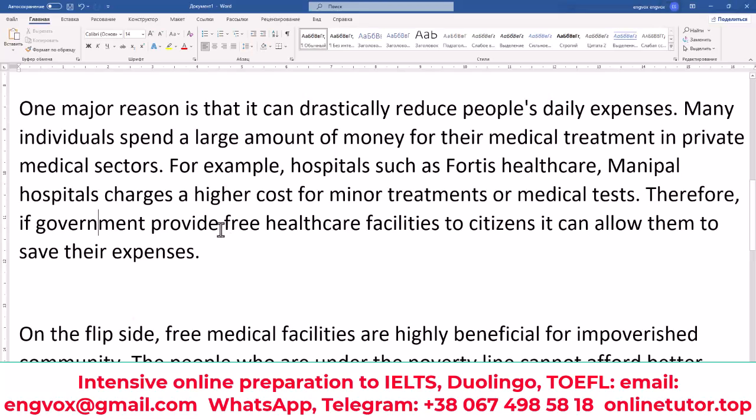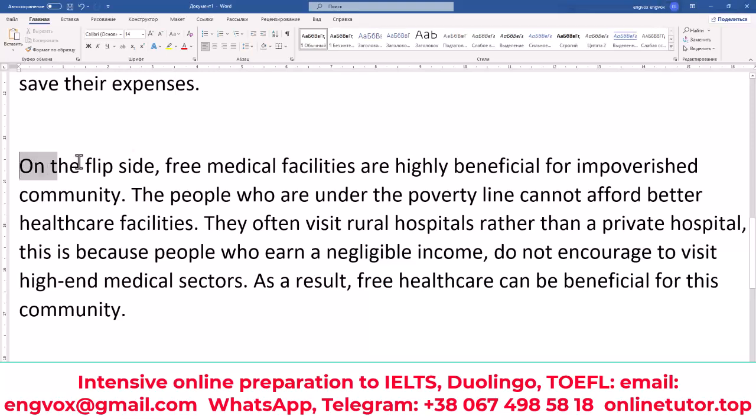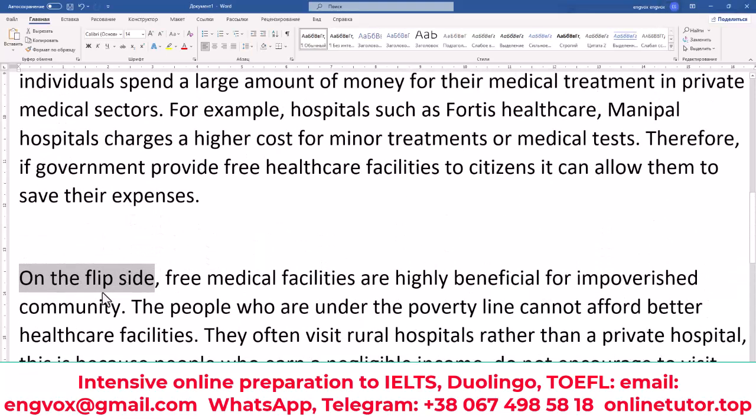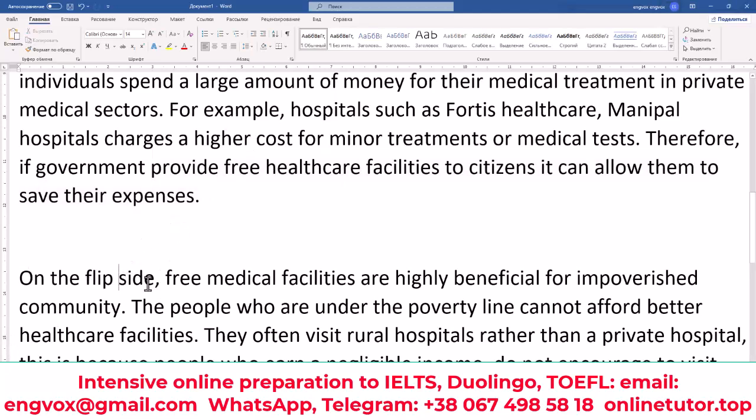So she provides free healthcare facilities to citizens. Okay, it can allow them to save their expenses. Save their expenses, I don't agree, because we usually save money, yeah, or assets, but not expenses. I understand that it means, like, to reduce their expenses, to minimize, to decrease, something like that. To diminish. No. Okay. On the flip side is wrong, my friends, because on the flip side usually means, on the other hand, with a shade of negativity, with a shade of contradiction to the previous statement, but this does not contradict the previous sentence, you see. So not on the flip side, but like furthermore, something like that.